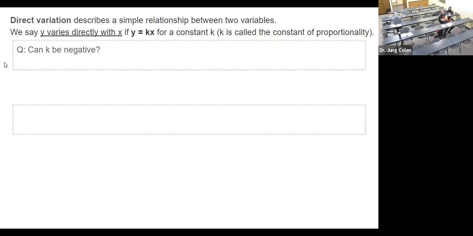Anybody know? No? Anybody think it's yes? Yes. K can be yes. Can K be a fraction number? Yes. K can be any constant with real number. Okay? Good. Can K be like pi? Pi is also a real number. If you keep multiplying pi to any variables, you're gonna have the same relationship there too.